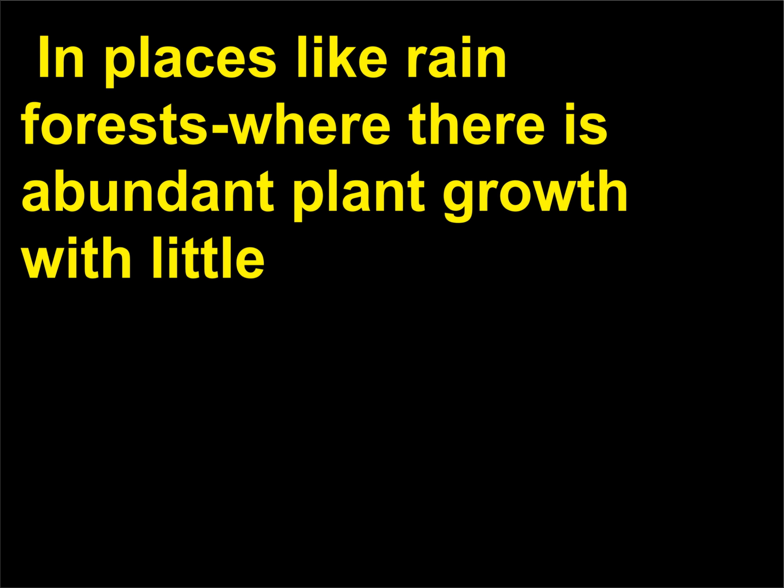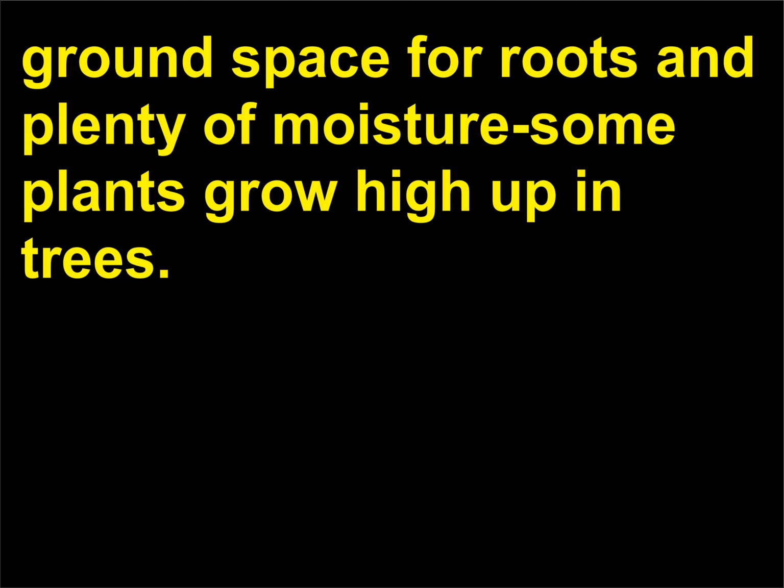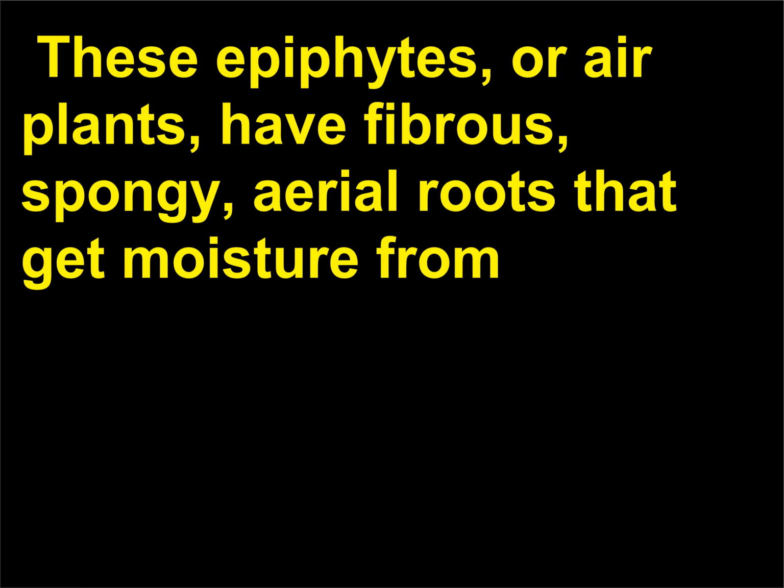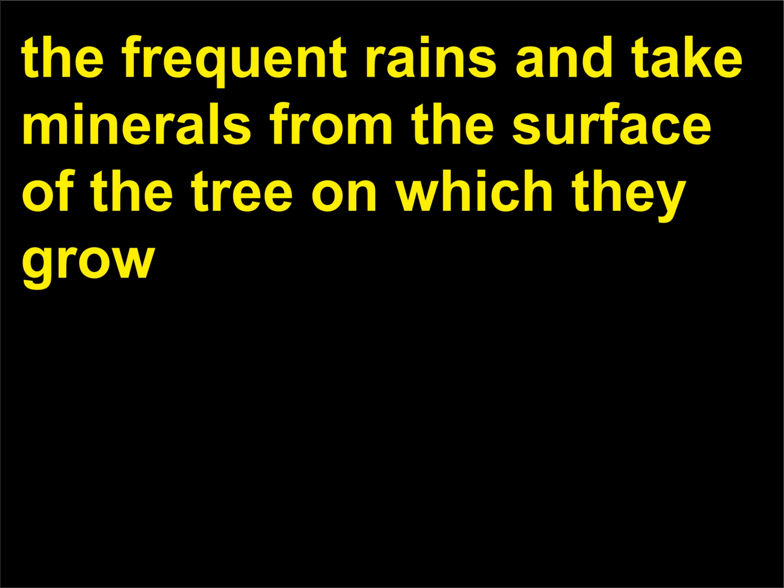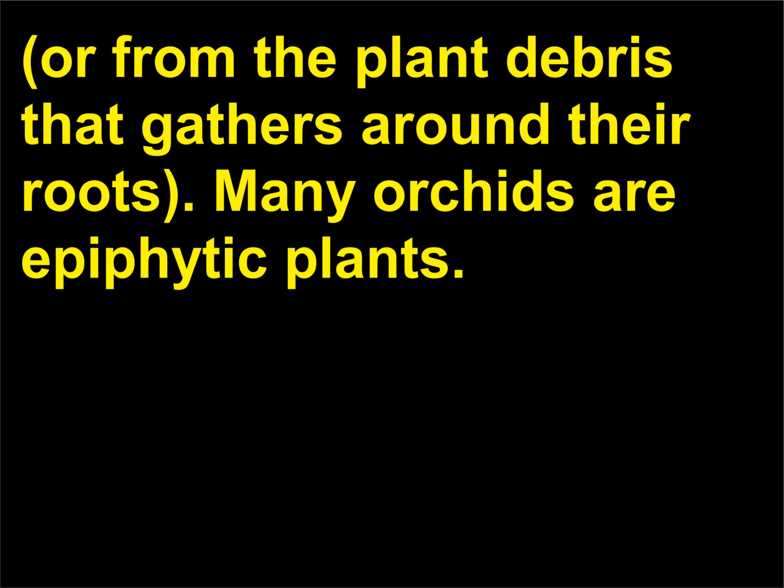In places like rainforests, where there is abundant plant growth with little ground space for roots and plenty of moisture, some plants grow high up in trees. These epiphytes, or air plants, have fibrous, spongy, aerial roots that get moisture from the frequent rains and take minerals from the surface of the tree on which they grow or from the plant debris that gathers around their roots. Many orchids are epiphytic plants.